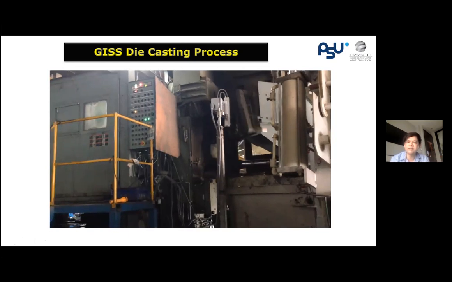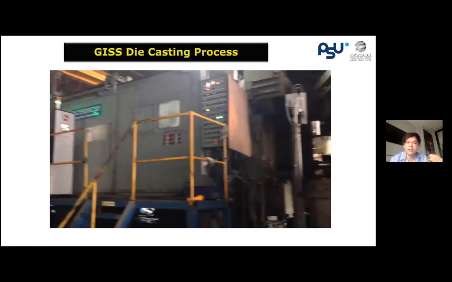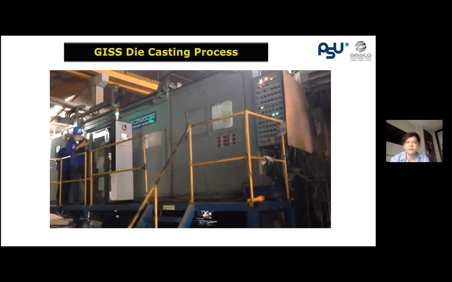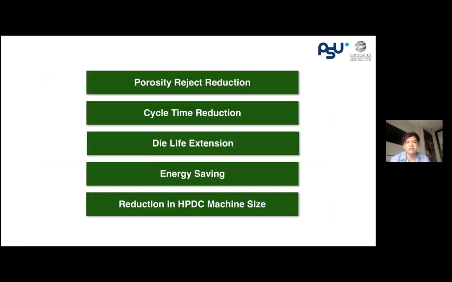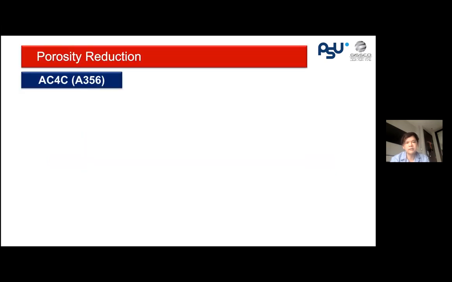We have to have some solid particle in there, initially just like having milk. So what kind of benefit we can get? Well, you can imagine we can get porosity reduction from gas and shrinkage, cycle time reduction, die life extension, energy saving, and also we can use smaller machines to make big parts. So I briefly explain that, and we can discuss more in the Q&A and panel discussion.